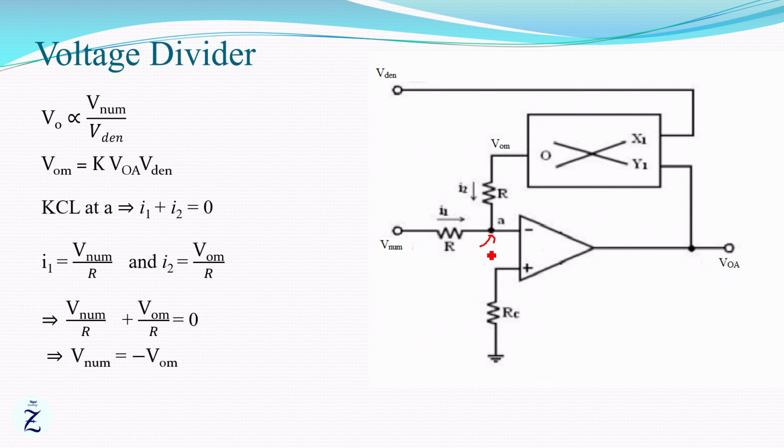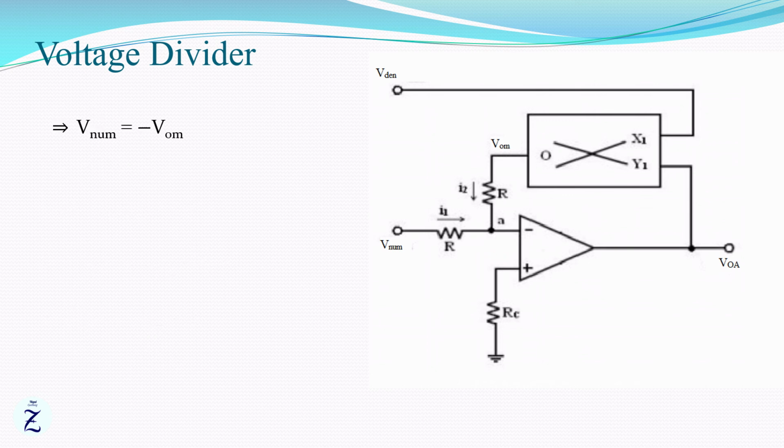We have VOM is equal to K into VOA into V denominator. Then we get V numerator is equal to minus K into VOA into V denominator. Hence, VOA is equal to minus V numerator divided by K into V denominator. That is, if we take the output from this point, then the circuit will act as a voltage divider.